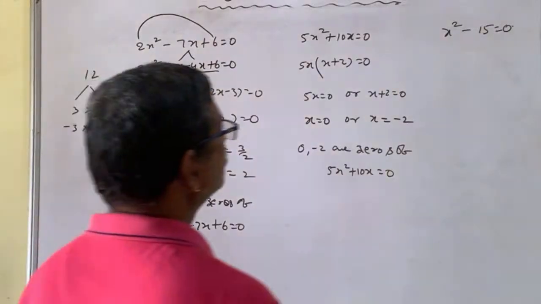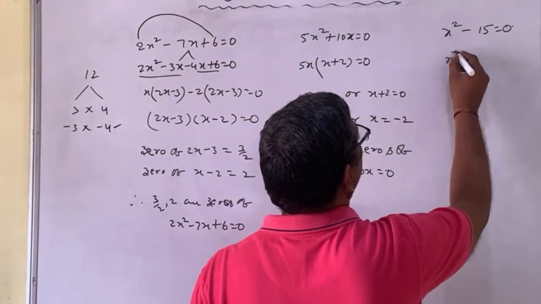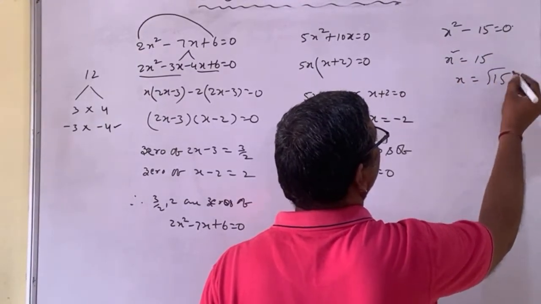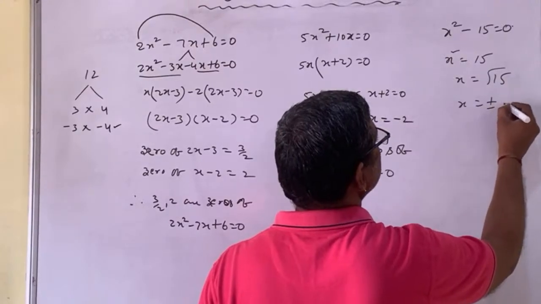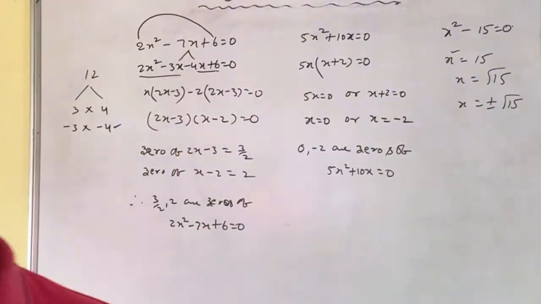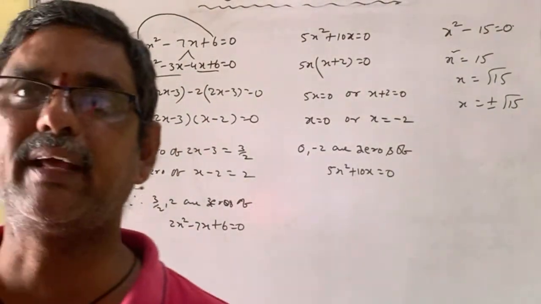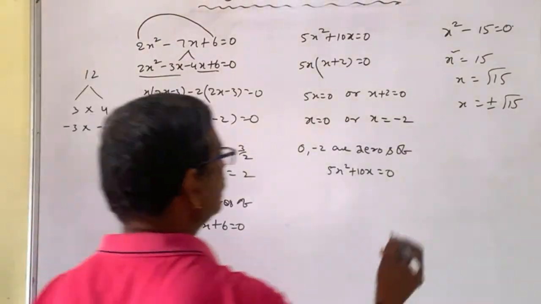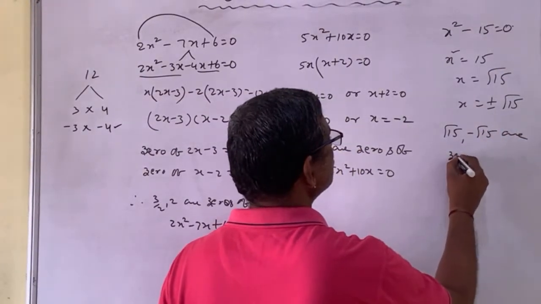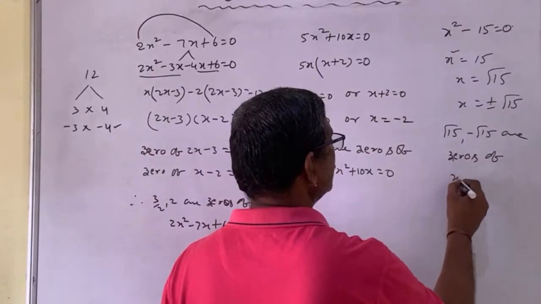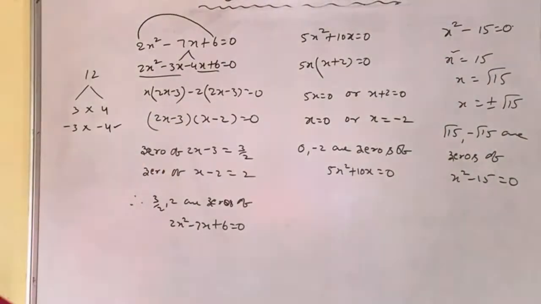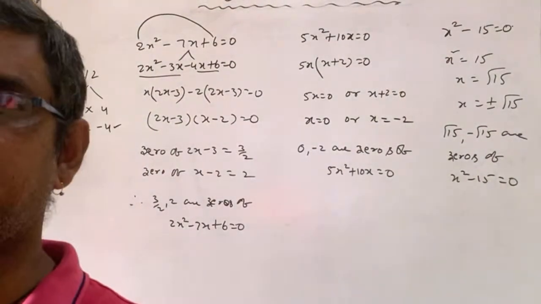Now the third one. Represent this one. x square is equal to 15. x is equal to root over 15. That means x is equal to plus or minus root over 15. Okay? So the zeros are root 15 comma minus root 15, are zeros of x square minus 15 is equal to 0.